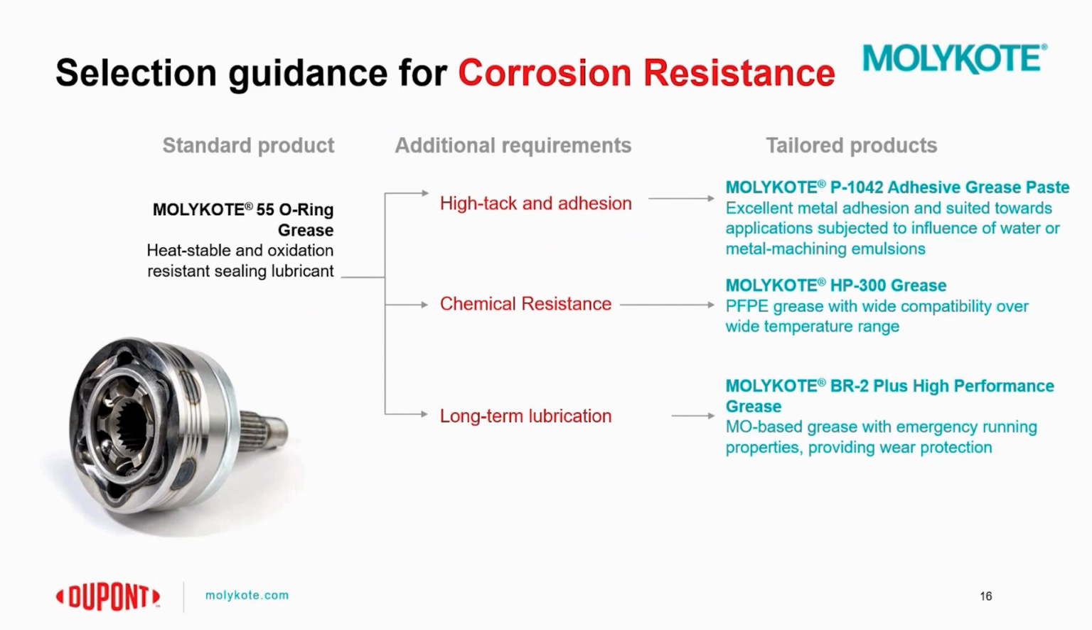from the portfolio. For example, if you have an application where you're requiring a lot of high tack and adhesion, P1042 adhesive grease paste is probably a good option. Just given the tackiness of the grease, you'll often see this type of grease used for applications like vertically mounted gears, particularly in highly exposed environments where you're exposed to moisture and other contaminants that could potentially facilitate corrosion.